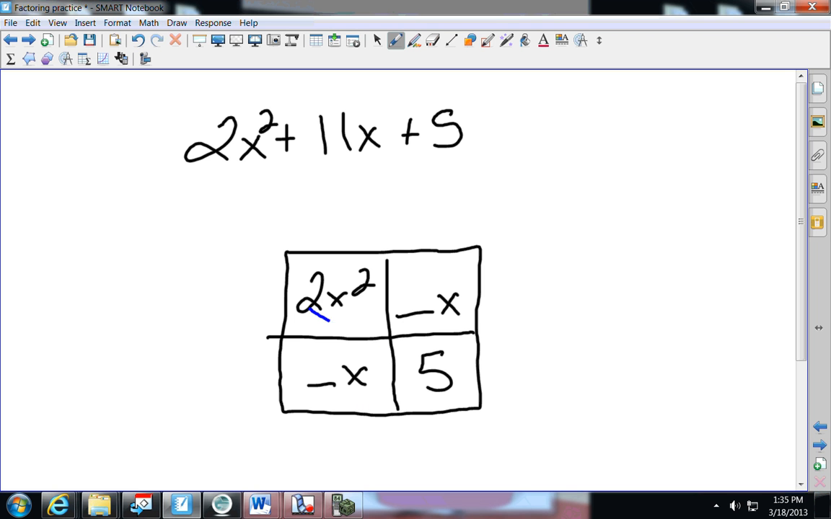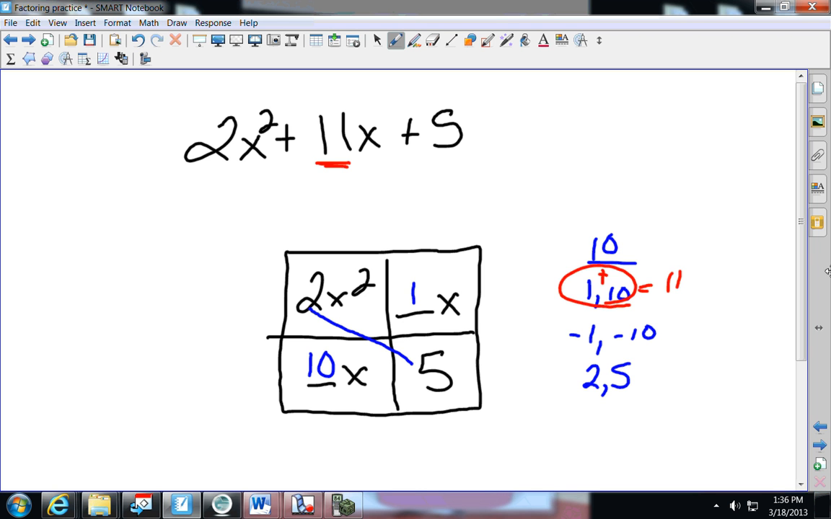Multiply these two numbers right here. So I get 10. I need the factors of 10. 1 and 10, negative 1, negative 10. I want the factors that add up together to give me 11. It is positive 10 and 1, yes.